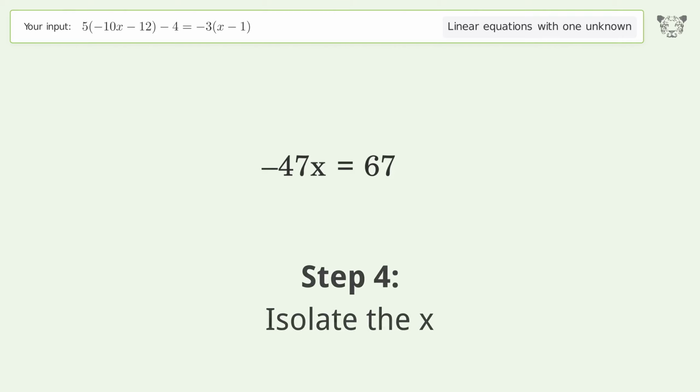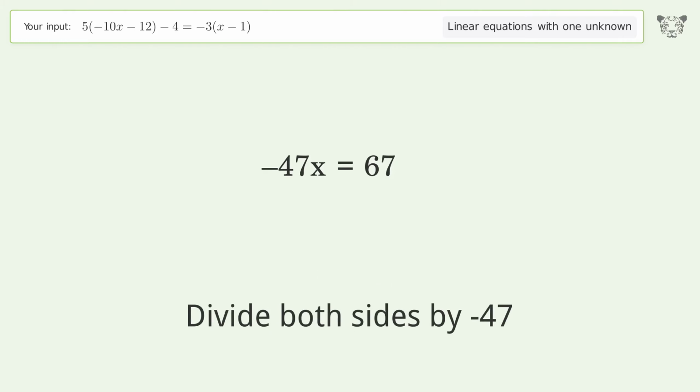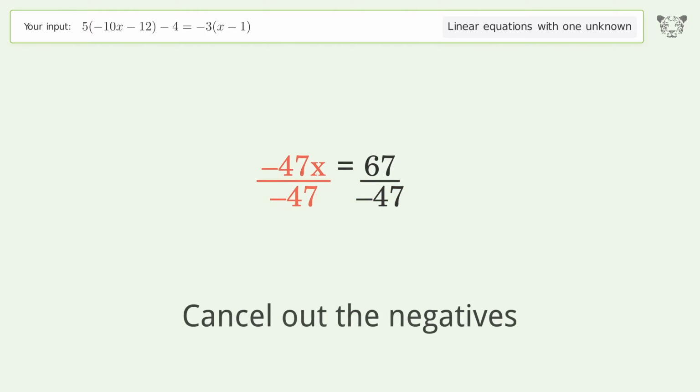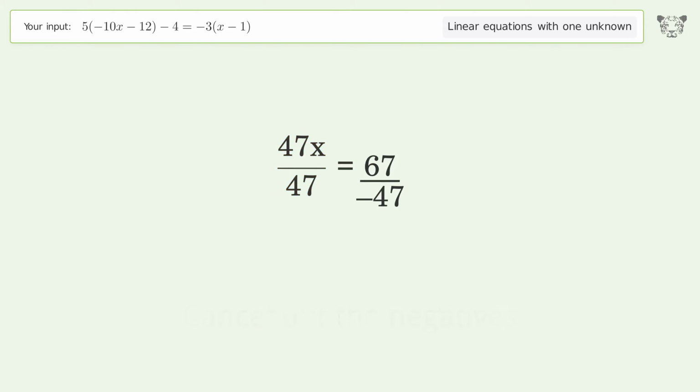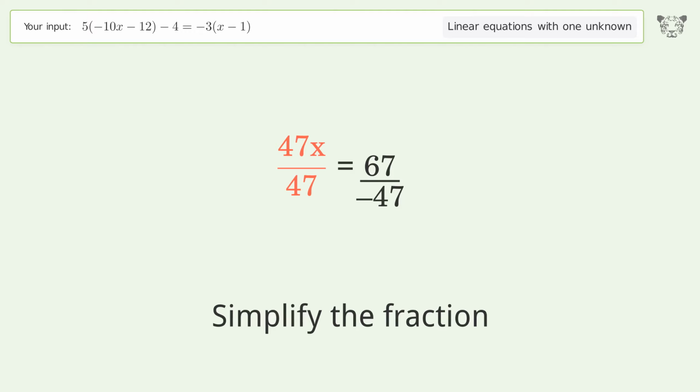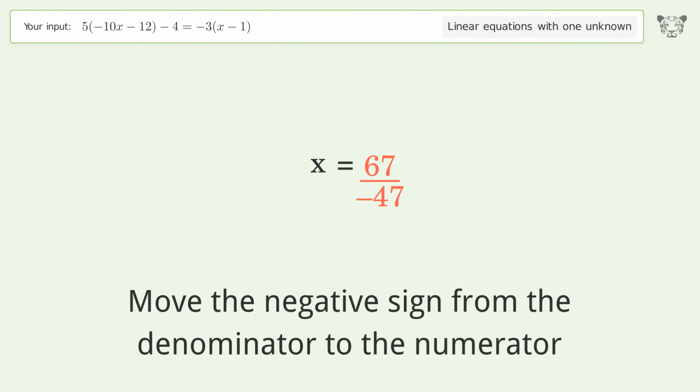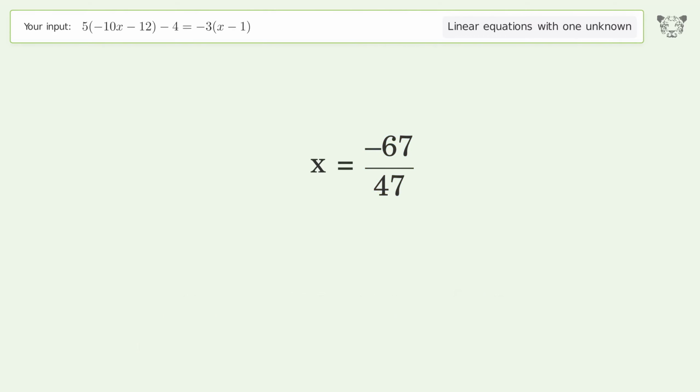Isolate the x. Divide both sides by negative 47. Cancel out the negatives. Simplify the fraction. Move the negative sign from the denominator to the numerator. And so the final result is x equals negative 67 over 47.